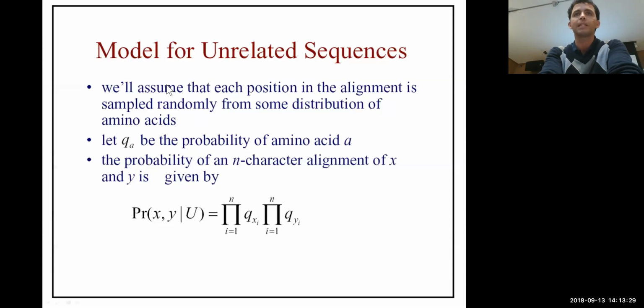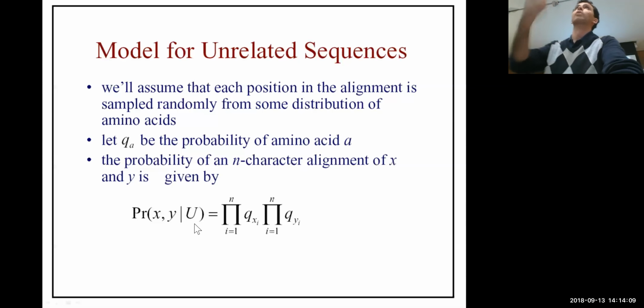So here's the model for unrelated sequences. Assume that every position in the alignment is sampled randomly from some distribution of amino acids, and Q_A is the probability of observing amino acid A. Then the probability of an n-character alignment of X and Y is simply the product of the probability of observing all of the characters in the first sequence and the probability of observing all the characters in the second. Why do I do this? Because if two characters are very frequent, like if two sequences are just very GC rich, for example, then aligning Gs with Cs is going to be very close to random, because by chance I would expect to align them on top of each other. So that's our unrelated model.